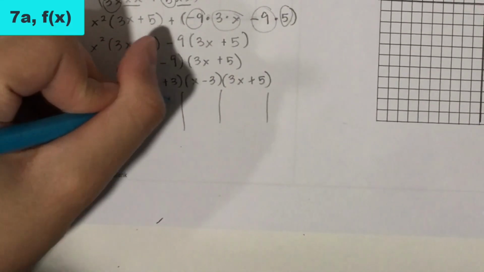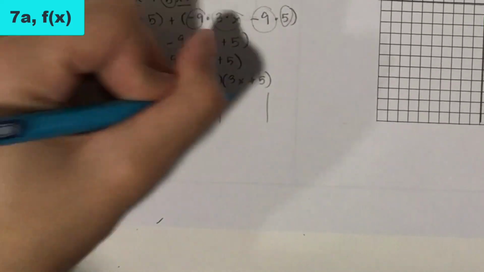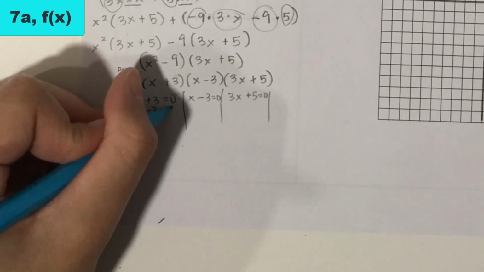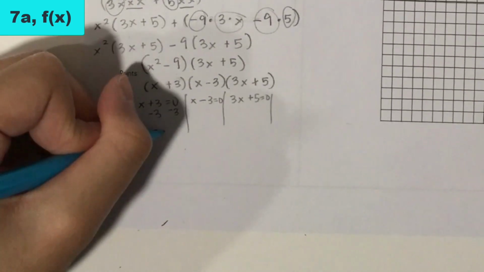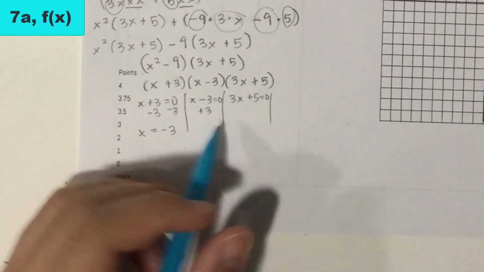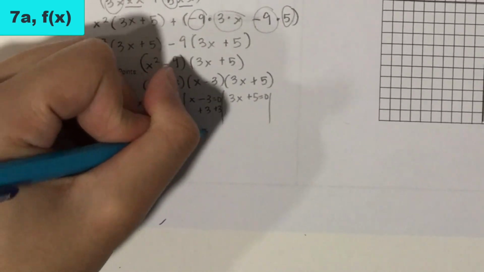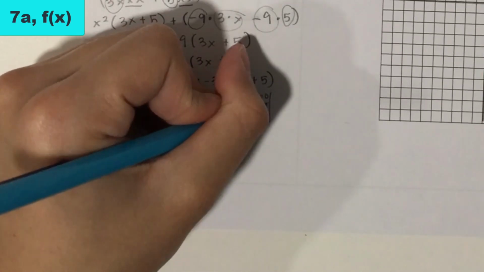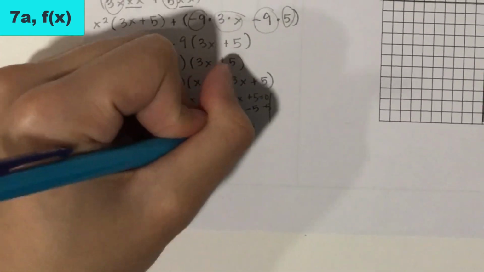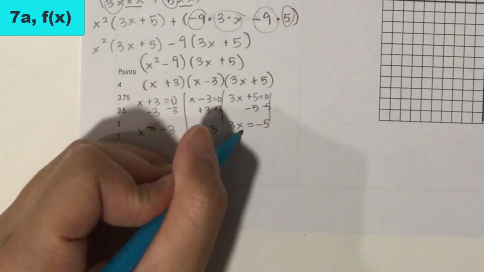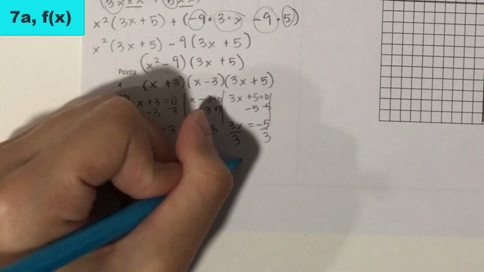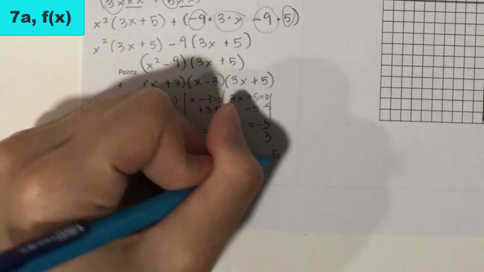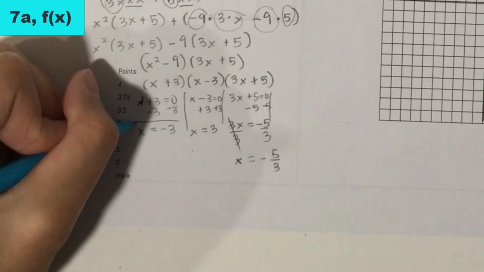x plus 3 equals 0. x minus 3 equals 0. And 3x plus 5 equals 0. And we subtract 3 on both sides, making that x equals -3. We add 3 to both sides here, which makes it x equals 3. And for this one, we subtract 5 first. Subtract 5 on both sides, and that becomes 3x equals -5. Then we get rid of the 3 by dividing both sides by 3, which makes it x equals -5 over 3. So these are our final answers.